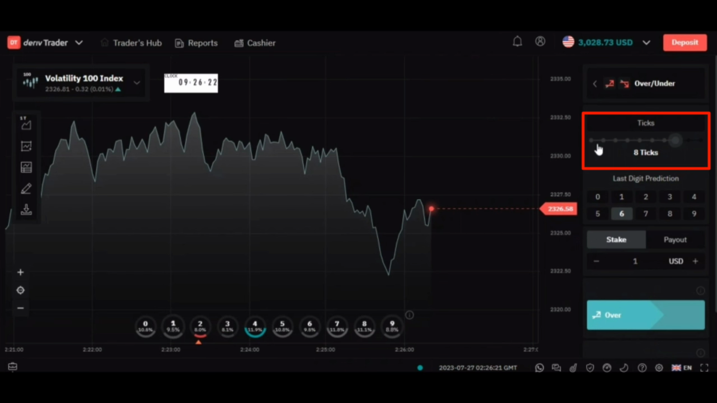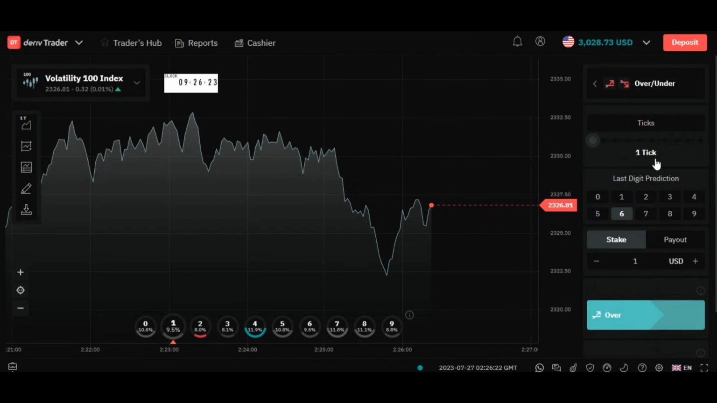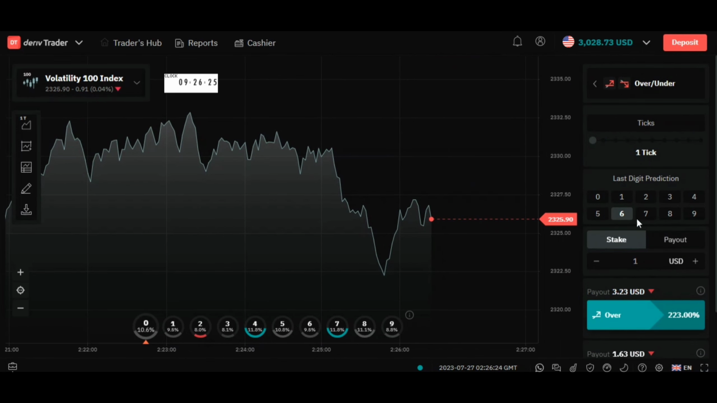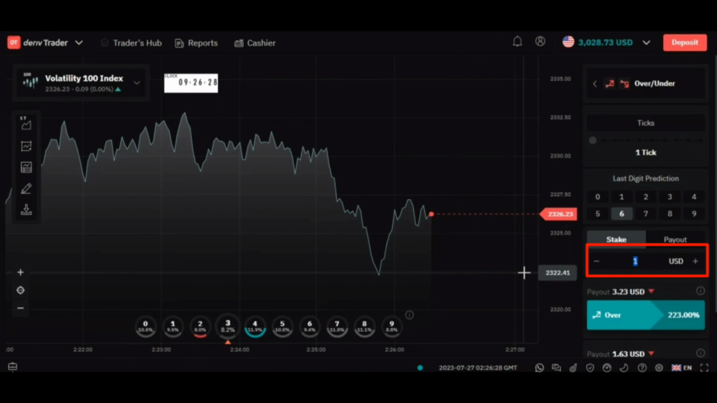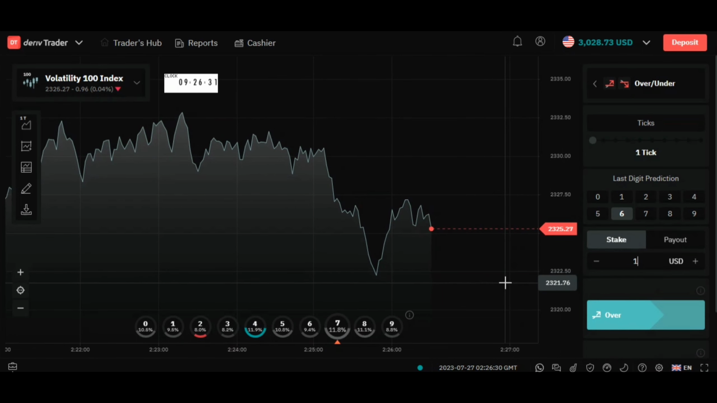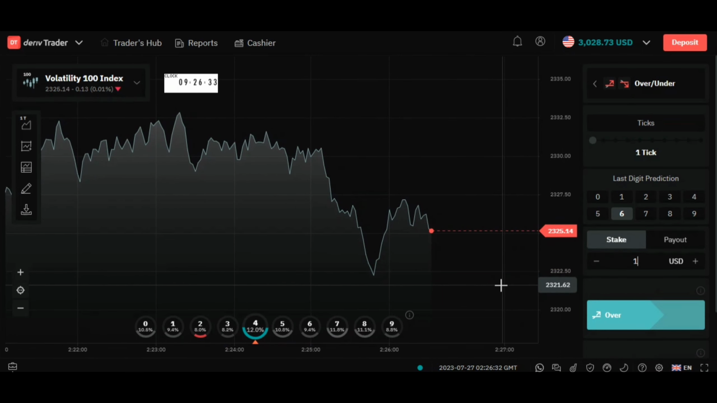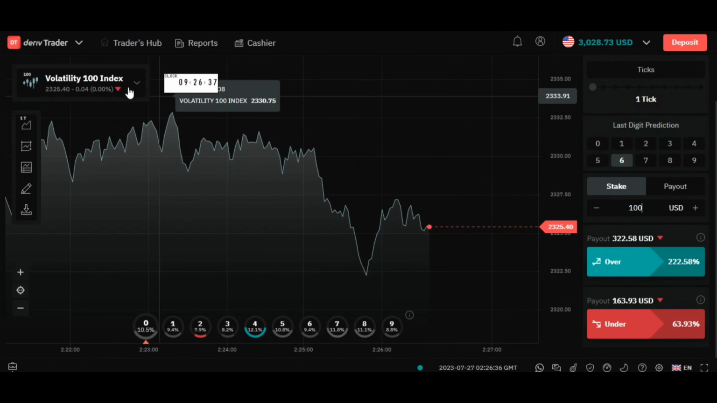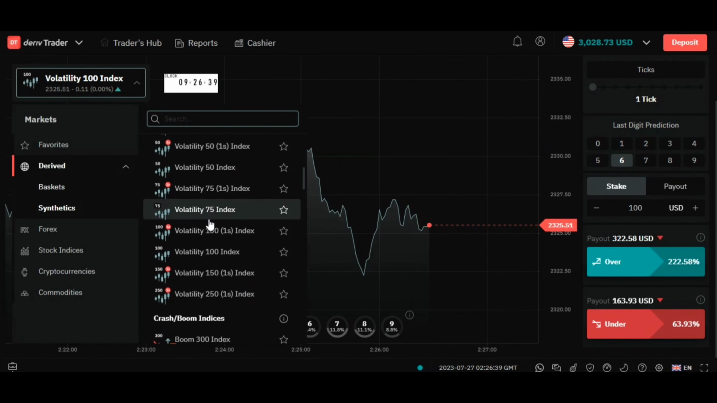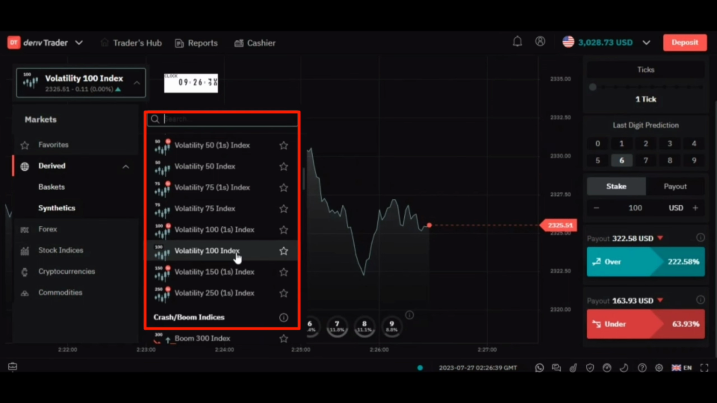For the trading limit here, I use a duration of 1 tick. This is the place where you can set the price that you can use in this trade. All markets you can choose and use in this trade.